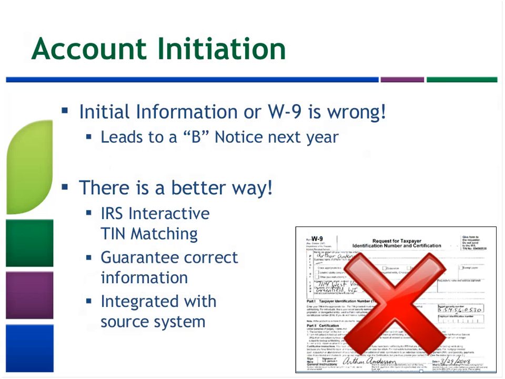It's also good to think about it from an account initiation perspective. What if the initial information W-9 is wrong? That's going to lead to a B notice the next year. So there's really a better way. The IRS interactive TIN matching is going to help you guarantee that the information is correct, and there are ways to even integrate that with your source system. So we talked about account initiation or account setup. There are ways that we can help you or that you can help yourself through either business processes or technology to integrate that within your current workflow.